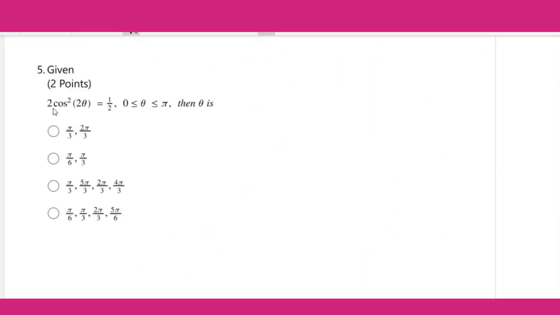Number 5, 2 cos 2 theta squared is equal to half. Simplify, cos 2 theta squared is equal to 1 over 4. Then cos 2 theta is equal to plus or minus 1 over 2. Okay, then you have 2 cases.